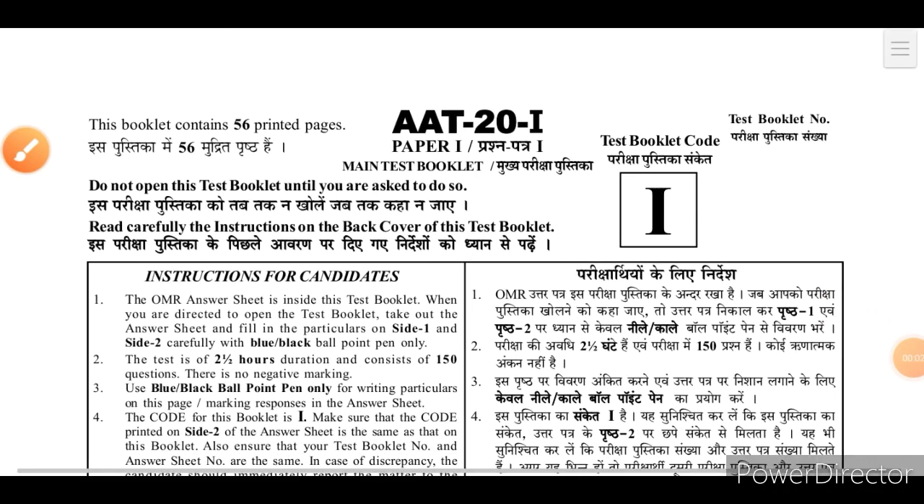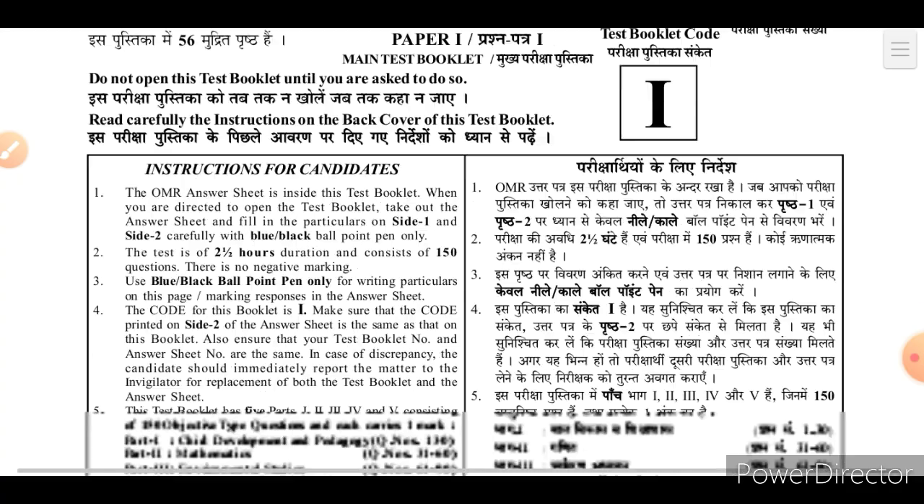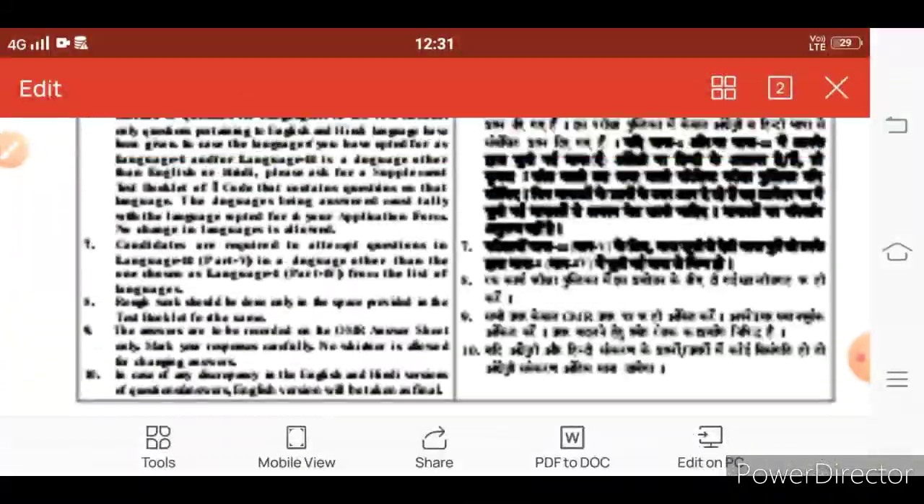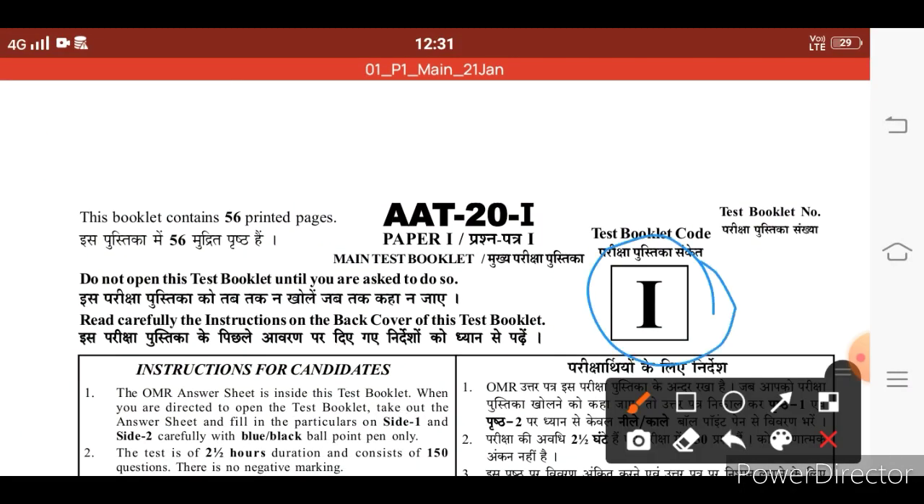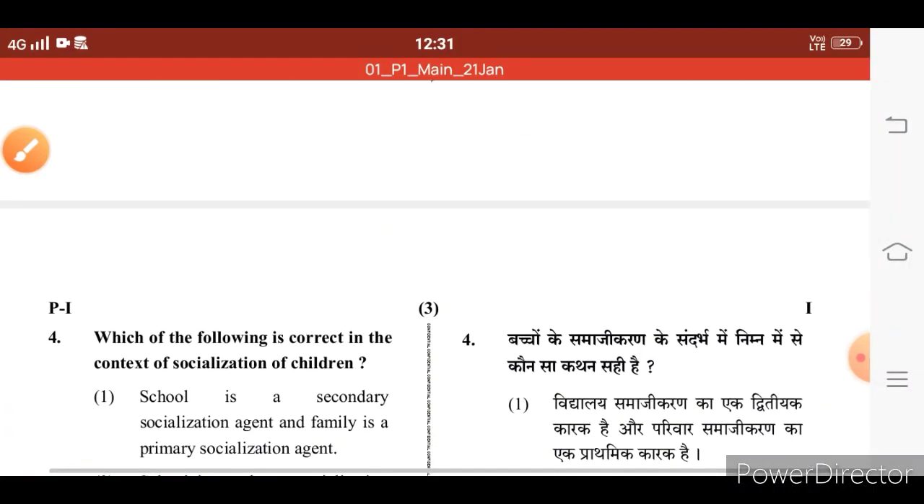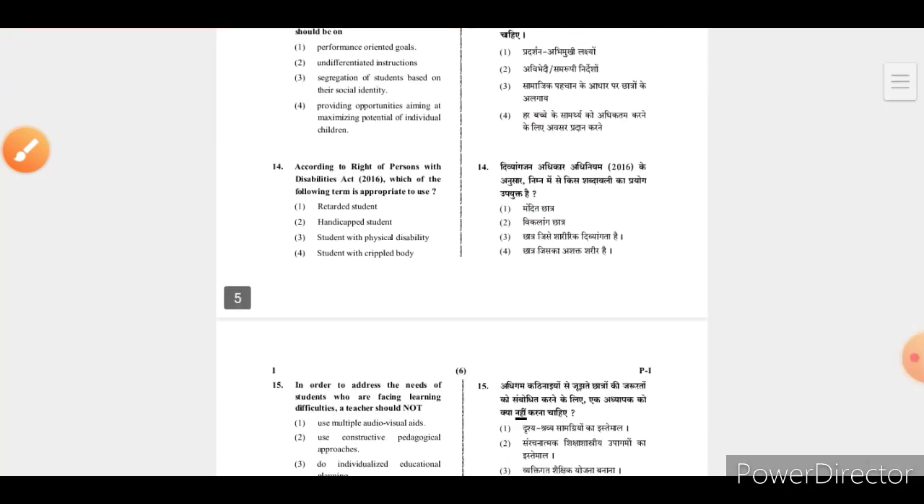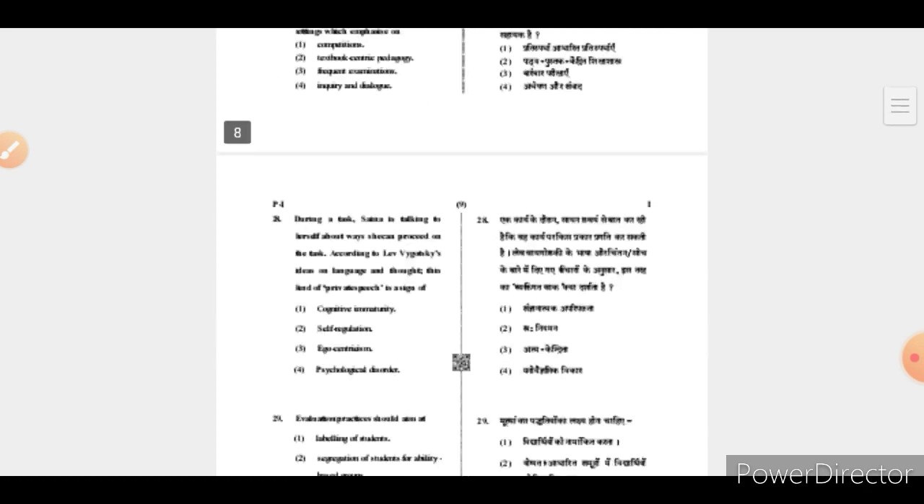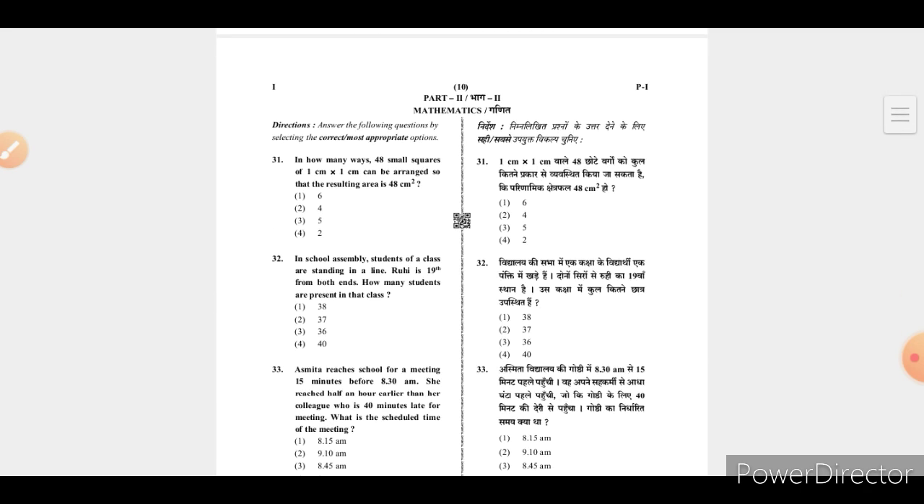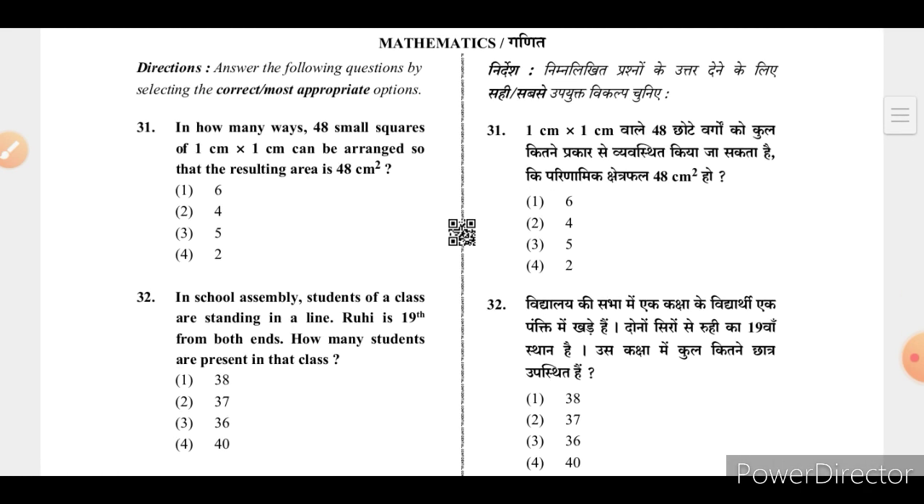Today we are discussing the 2021 January seated paper 1 maths questions. This is paper set I. Now we are discussing maths questions. Maths questions start from 31. So the first question is here.